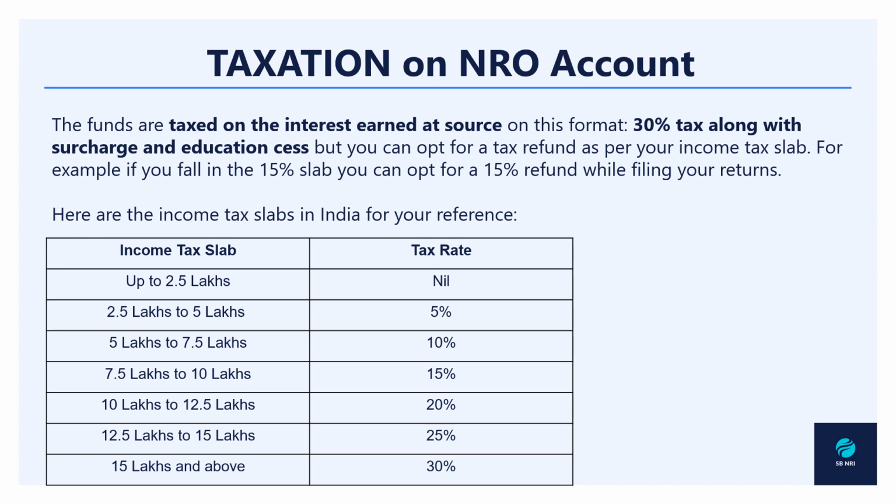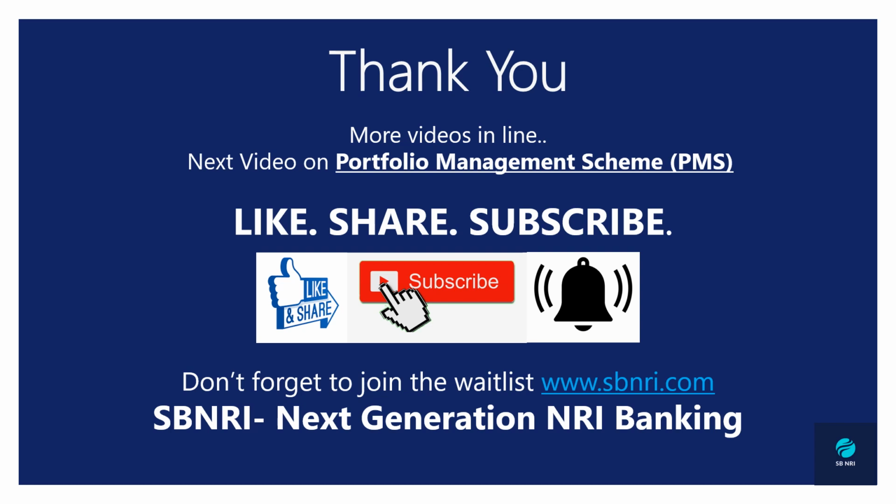Coming back to the example, if you fall in the 15% criteria, that means if your income tax slab or the taxable income for one financial year lies between 7.5 lakhs to 10 lakhs, then you can opt for a 15% refund. So you have an NRO account in India, 30% tax is deducted at source, you fall in the 15% slab, you opt for a refund, the refund of 15% is given back to you. So this is how entire taxation works on NRO. And that would be all for the video.